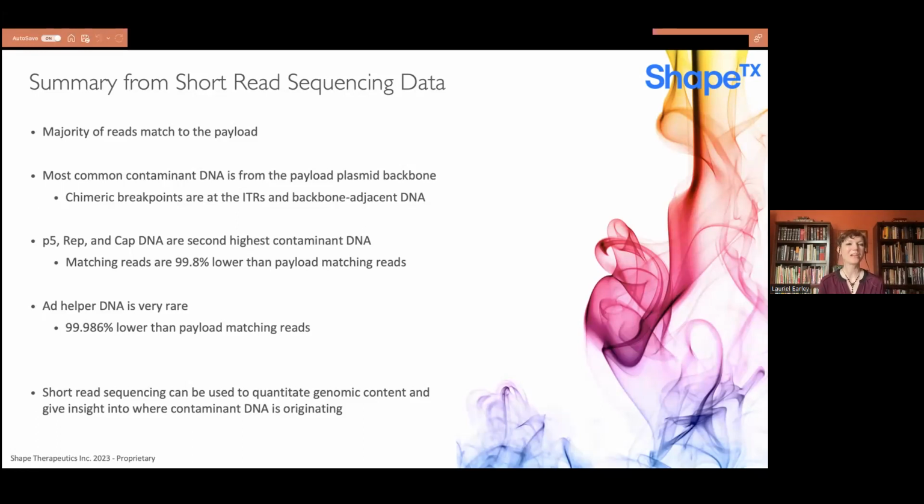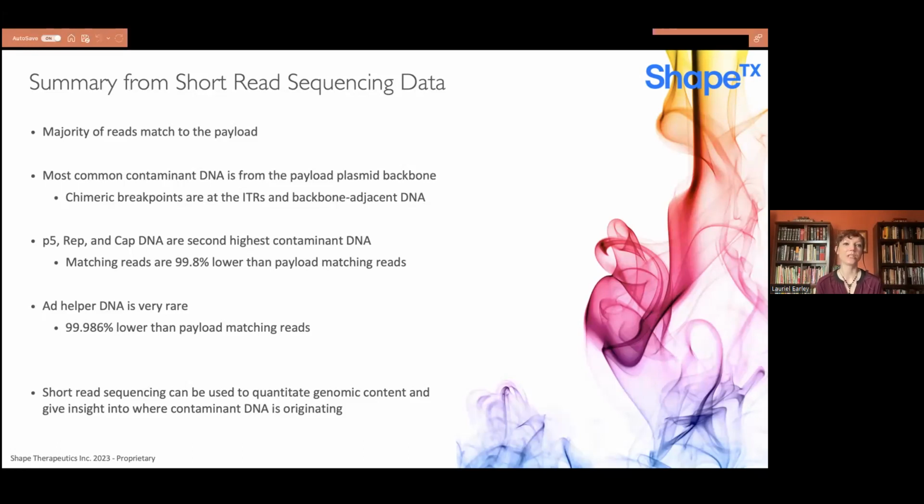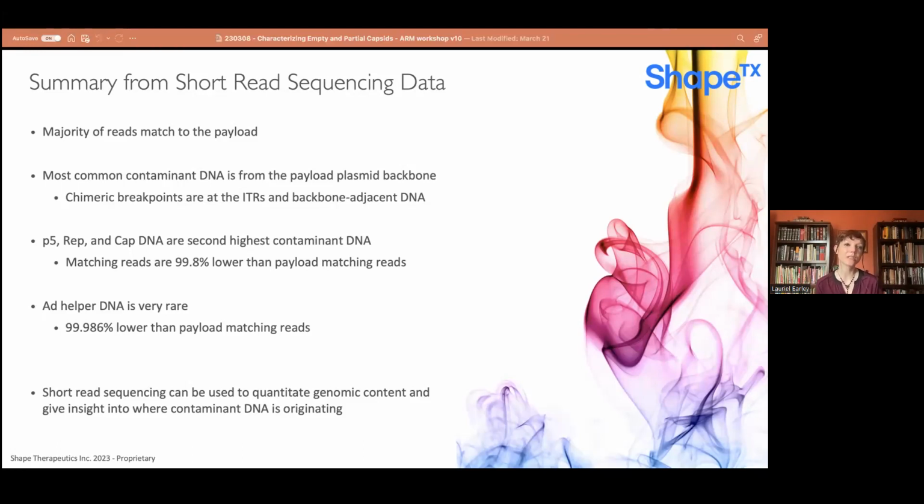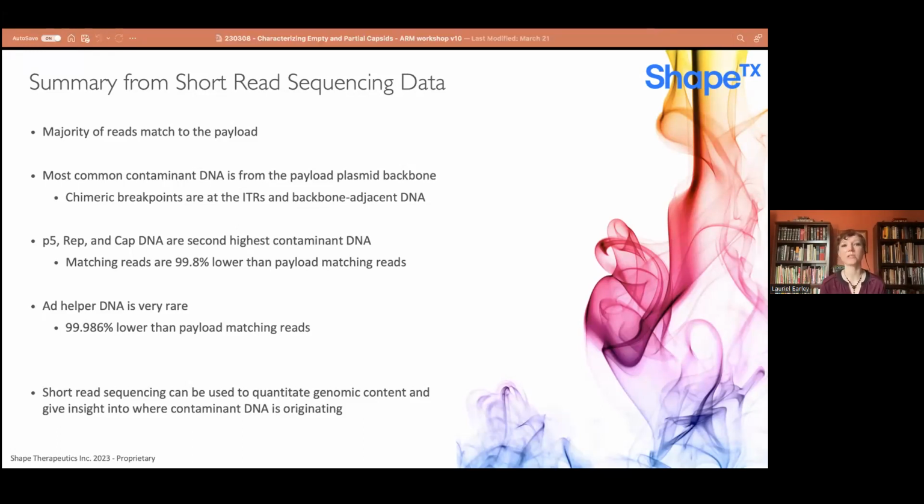And then we also have some P5 Rep and Cap DNA as the second highest contaminant, but just emphasizing that these are really low compared to the payload, at 99.8% lower than payload matching reads. And helper DNA is quite rare, at 99.98% lower than payload matching reads. This is just to show that short read sequencing can be used to quantitate genomic content and give insight into where your contaminant DNA is originating from.